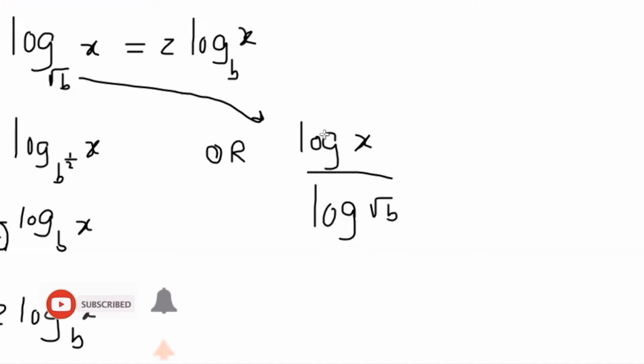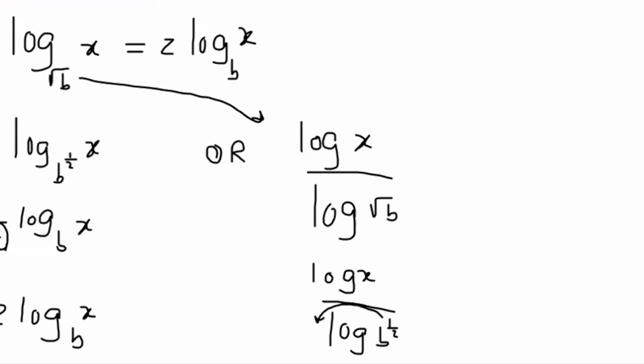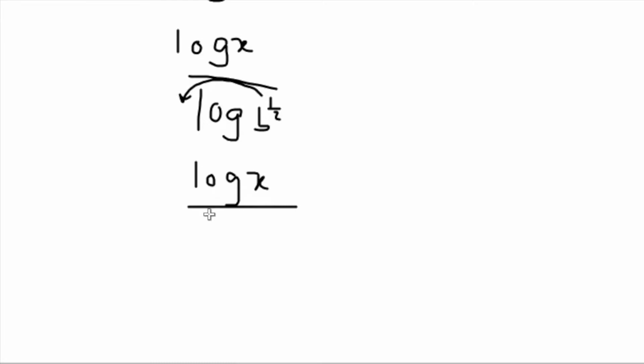Then I will have the base root b beside the log. So change of base formula is just: put the x argument in the numerator, the base in the denominator. Now root b is the same thing as b to the half, so I will be changing this to b to the half, because square root is the same thing as a half. Now we can carry the power in front, applying log's rule. So I will have log x over a half log b.